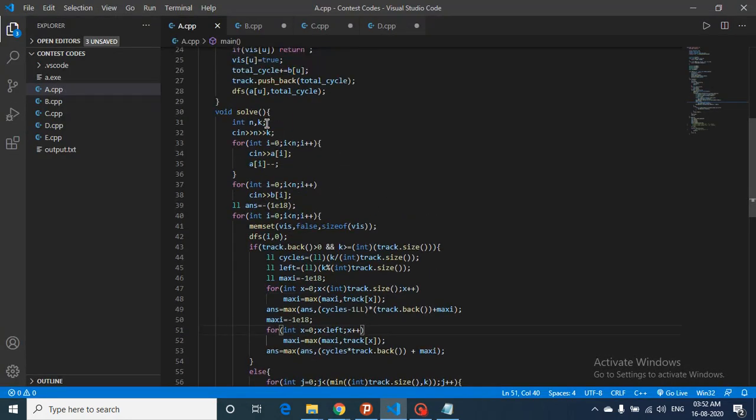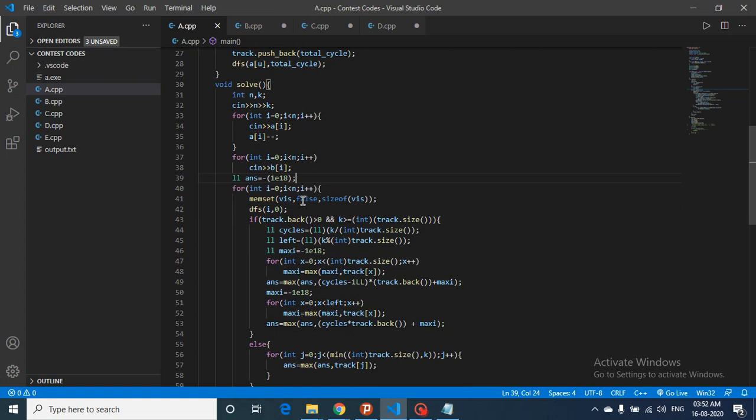So take the input of n and k, and then what we have done, we have subtracted 1 from each a[i] because I have to make it 0-indexed, and then I have taken the input of b also. Now answer is the global answer. I have initialized it with a very small number.